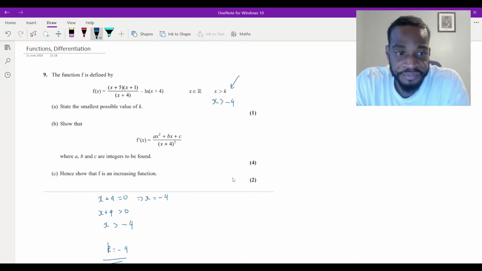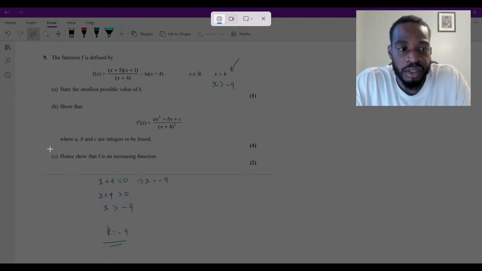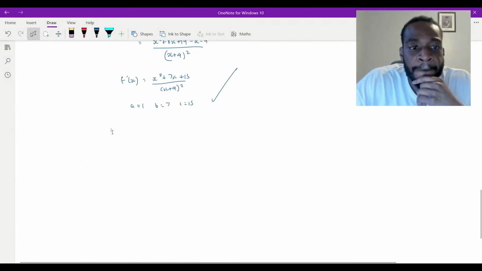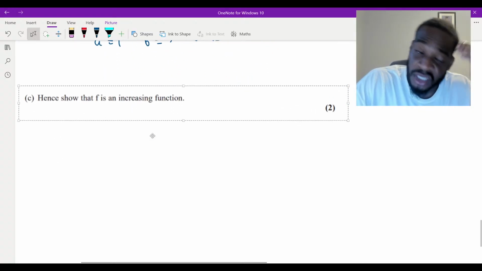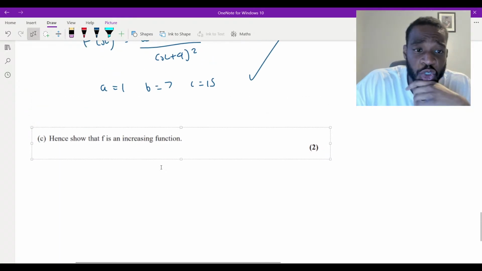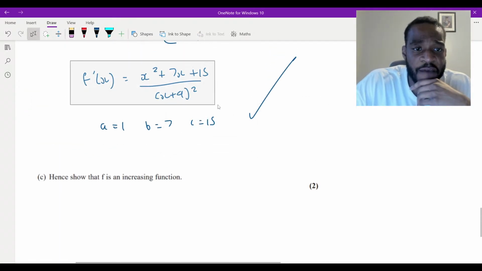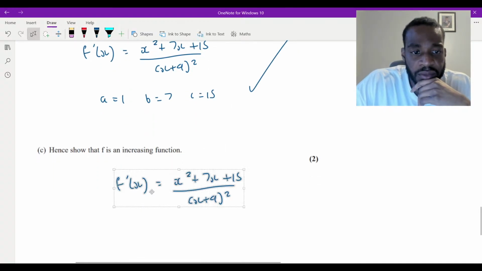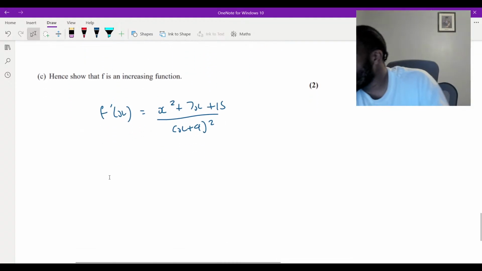I really appreciate it. So, now part C for 2 marks. It says, hence show that f is an increasing function. So I'm interested, guys. What are your thoughts on this? It's 2 marks, right? We figured out what f dash of x is. How do we show f is an increasing function, guys? What are your thoughts?